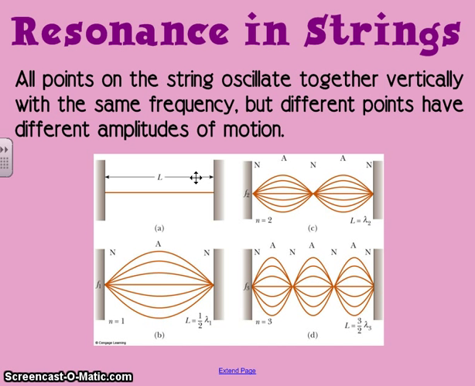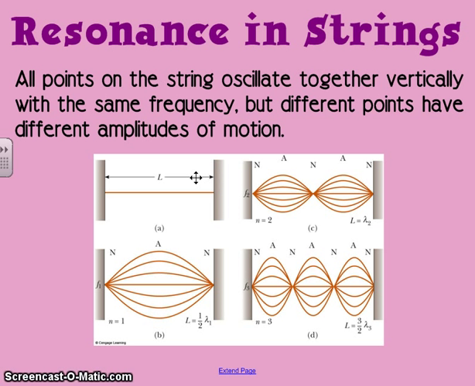Starting off with those string instruments, things like a guitar or a cello or a violin, you'll see as it says here that all points on that string oscillate together vertically with the same frequency, but some points have different amplitudes than others. Basically, we create a standing wave on the string itself.